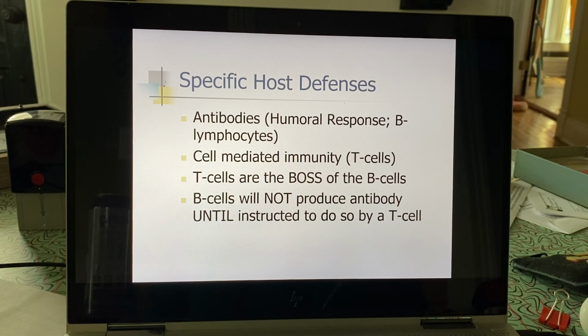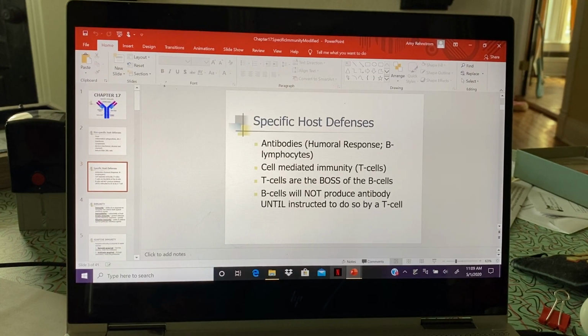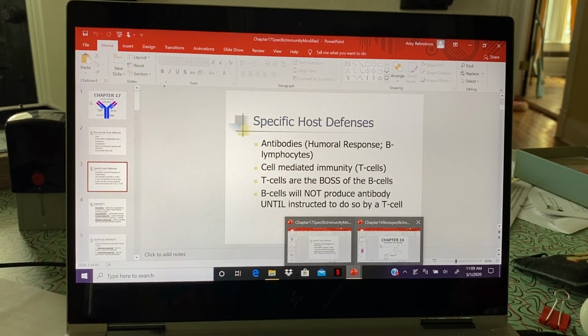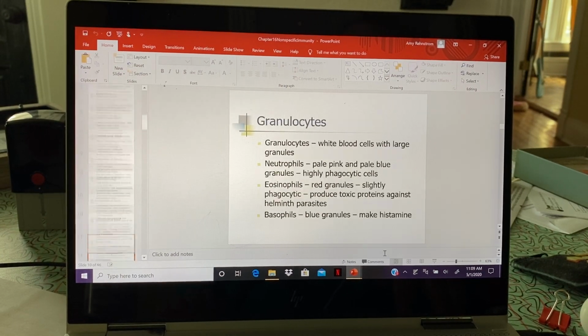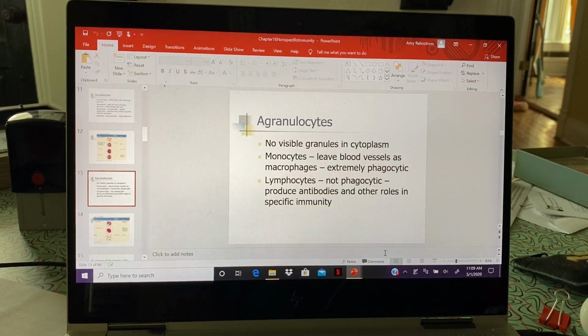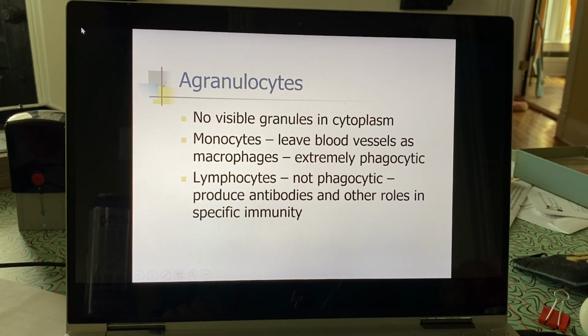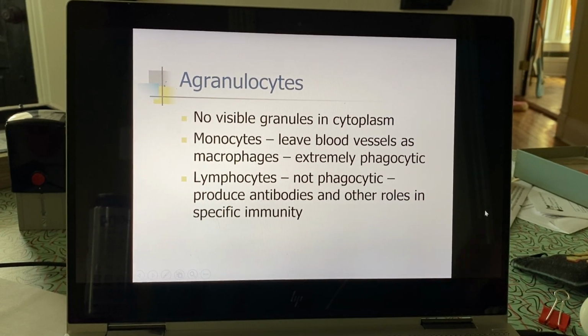So when we talk about our specific immune system, you're going to hear me talking about humoral immunity and cell-mediated immunity. Okay, so first of all, let me refer back to chapter 16. Let me pull this up. And remember, we went through and we talked about the different types of white blood cells. So you had the granulocytes, and then you had the agranulocytes, and these included the monocytes, which turned into macrophages, and that was part of the inflammatory response.